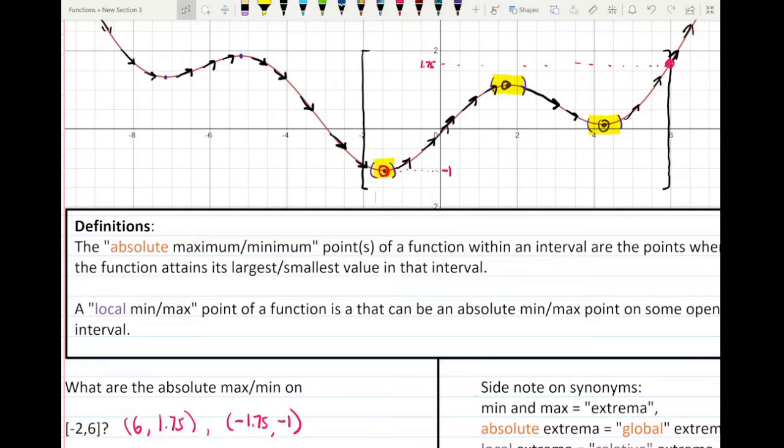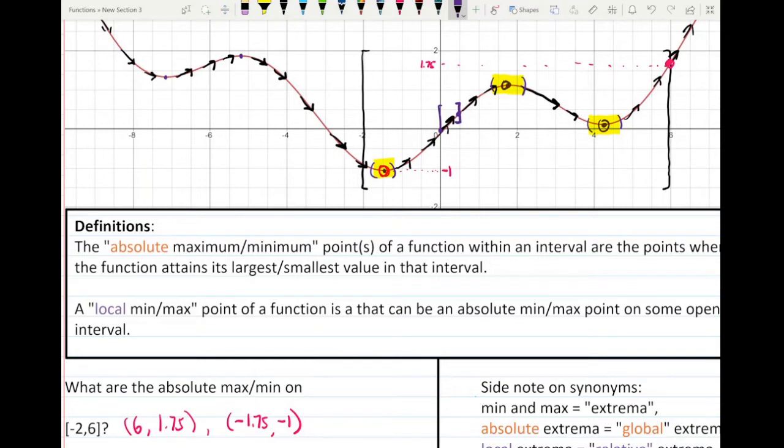Now the reason the definition specifies that it has to be an open interval is that if we expanded the definition to allow closed intervals, we could make pretty much any point a local maximum or minimum just by having it be an endpoint on an interval. For example, if I chose this closed interval here, the right endpoint would be a max point on that closed interval, and the left point would be a min point on that closed interval. And we don't want that, right?